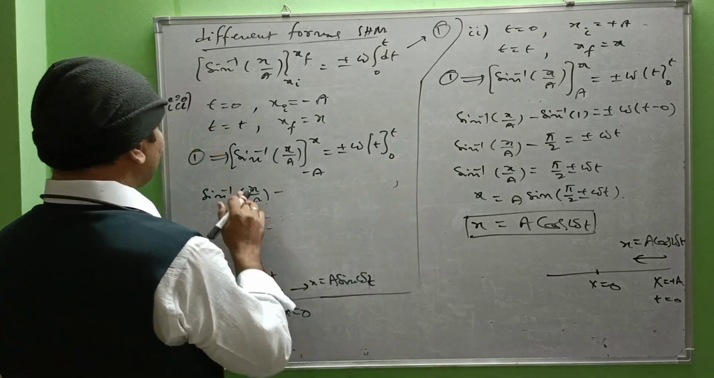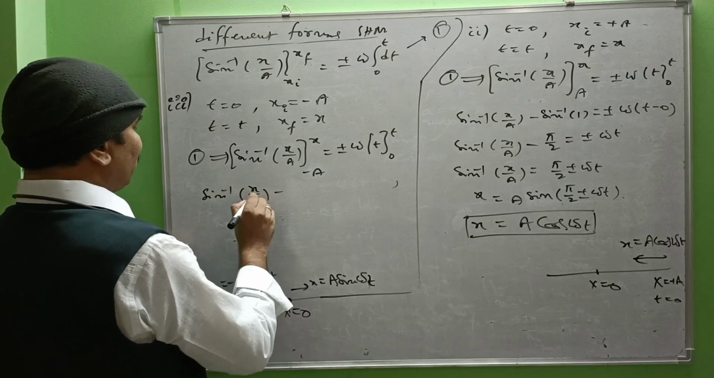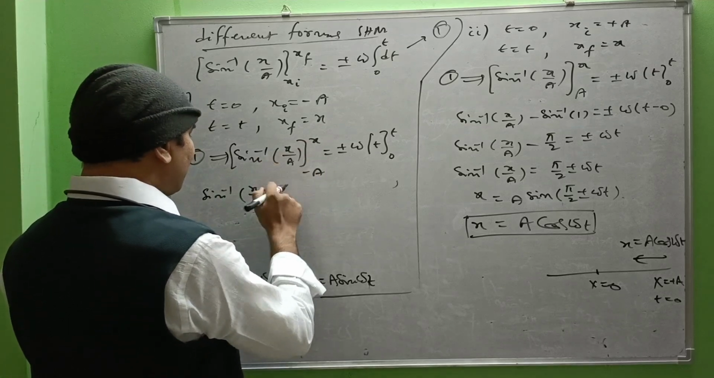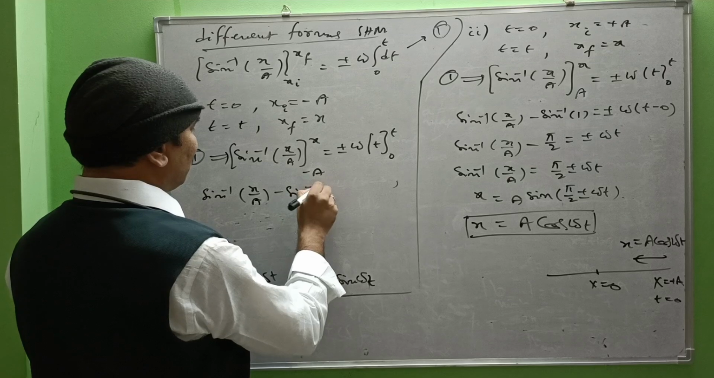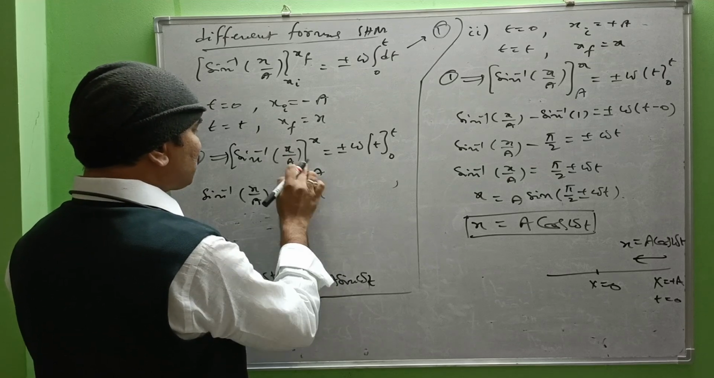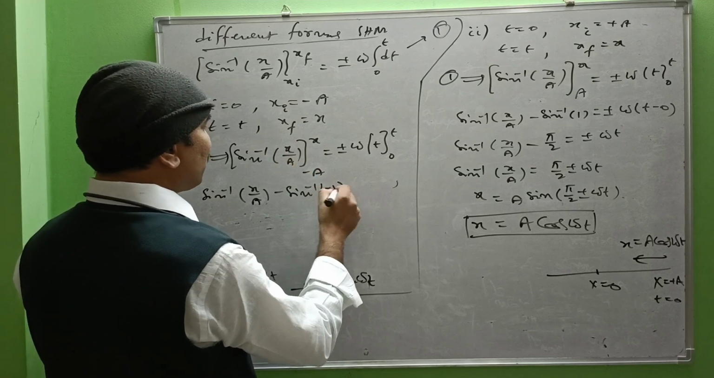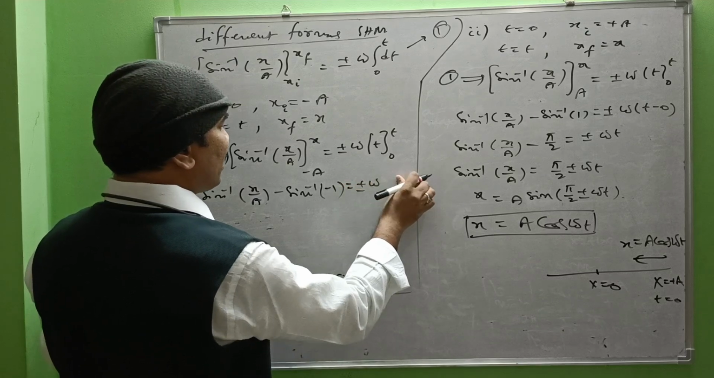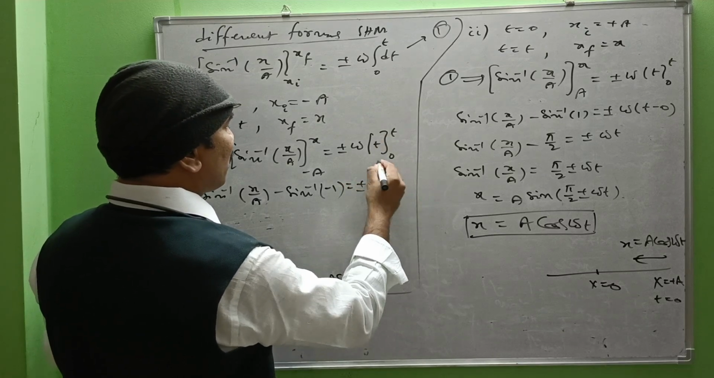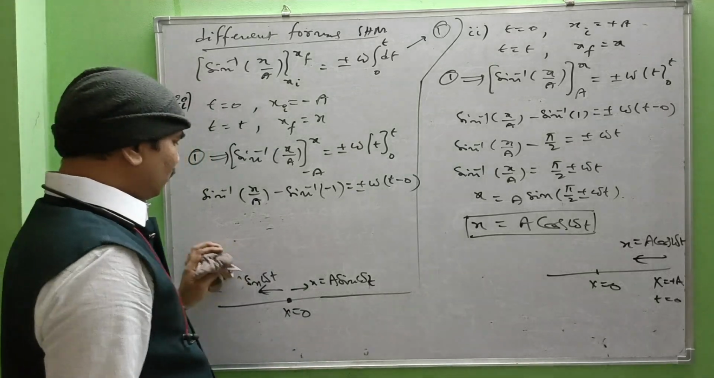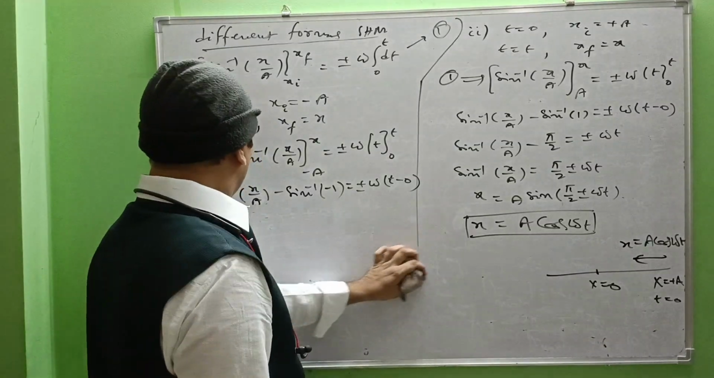See once again. On substitution, we will get sin inverse x by a minus sin inverse x means minus a, minus a by a means minus 1, equal to plus or minus omega into upper limit t minus lower limit 0. Right? Lower limit 0.